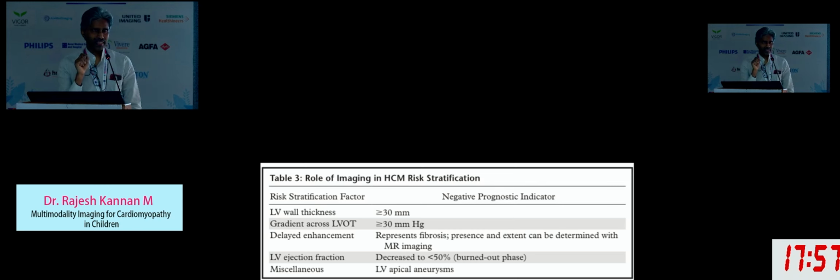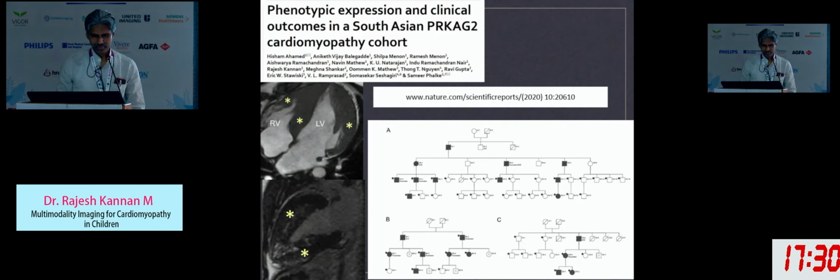And what is important is, even though you are using the same approach, if you are looking at the absolute wall thickness, here you don't use a term like 15 mm or 20 mm to define high risk. Instead, you'll use the Z score. So anything more than 4 or 6 standard deviations above will be considered a high risk. And the rest of the things are similar to the adult cardiac MR.